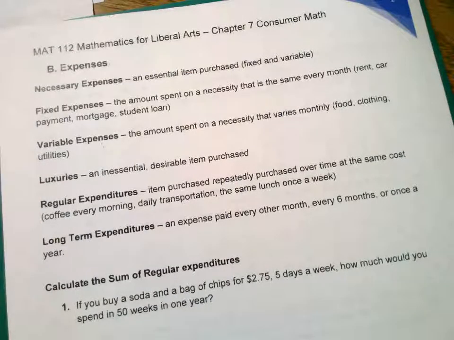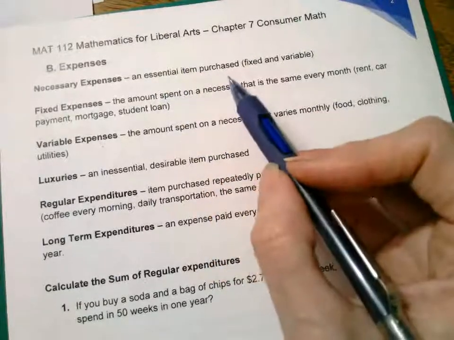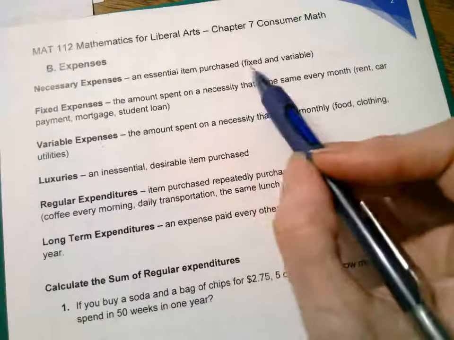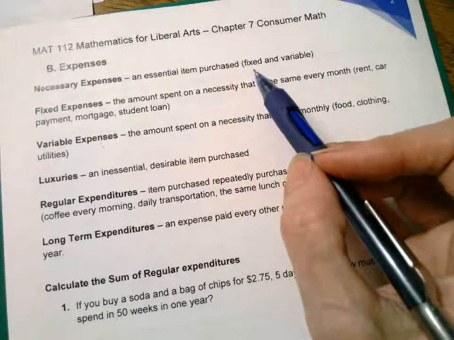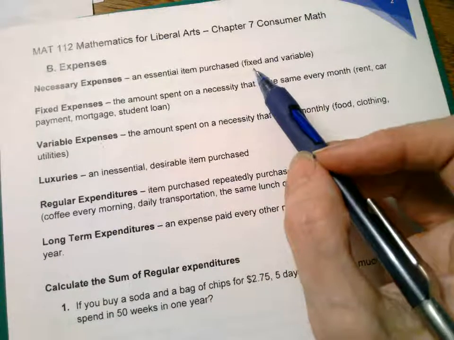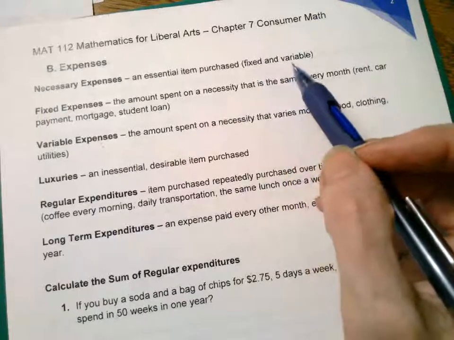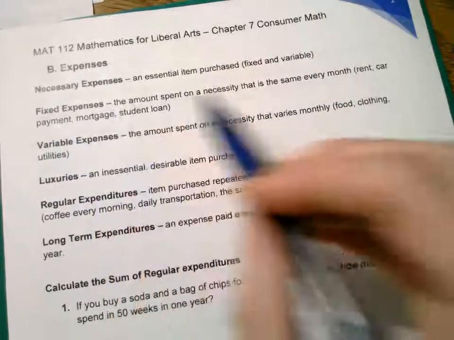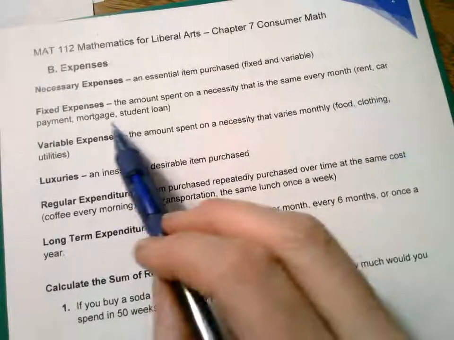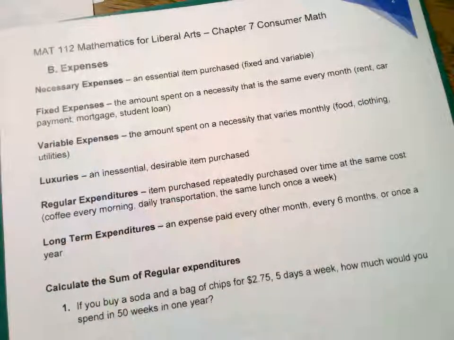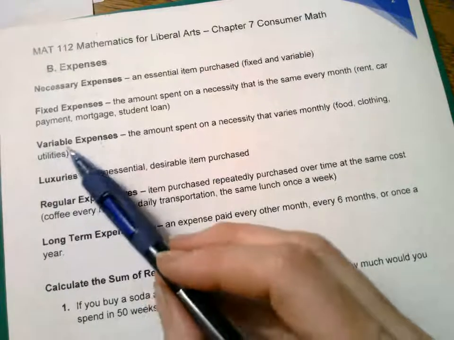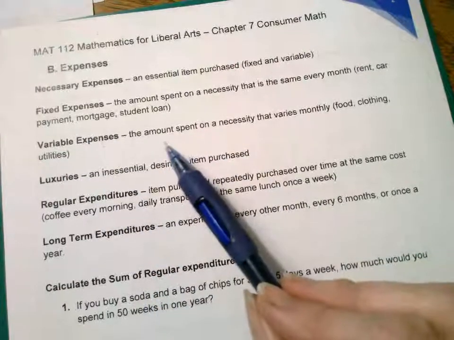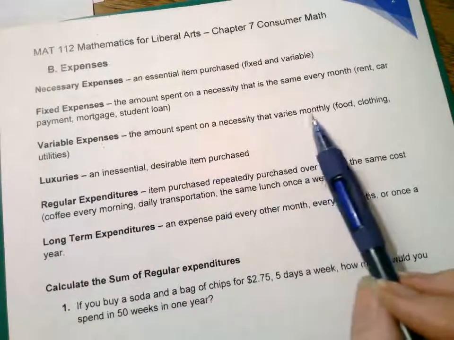A necessity or a necessary expense is an essential item purchased. That could be a necessary fixed amount, like the same every single month, like your rent. Or it could be variable, like your utilities. So the fixed is the same every month, no matter what it is. If it's the same expense monthly, it's considered a fixed expense. Variable expense, the amount necessarily varies on the month.